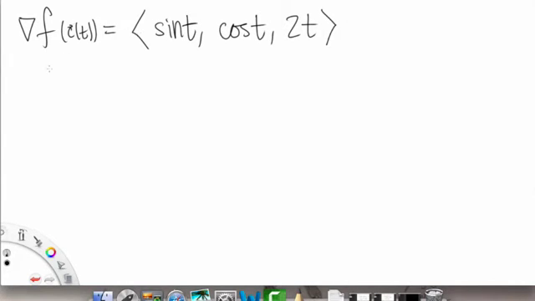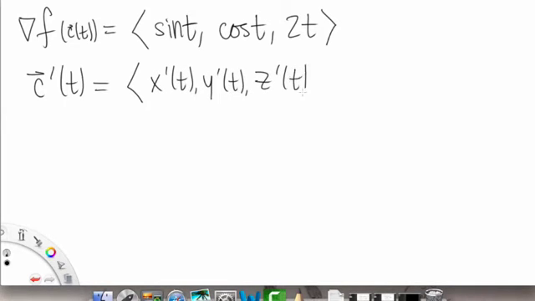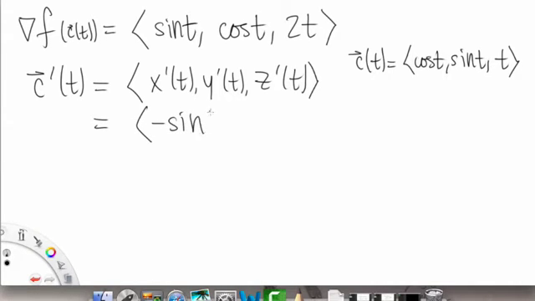That was our first part of our derivative, a part of the chain rule. And the second part was simply c prime of t. So that one's just going to be x prime of t, y prime of t, and z prime of t. Here's a little refresher. Our original path c of t was equal to cosine t, sine t, and t. If we take the derivative of each of those, for the first one we get a negative sine t. For the second, we get a positive cosine t. And for the last one, we just get a positive 1, right?